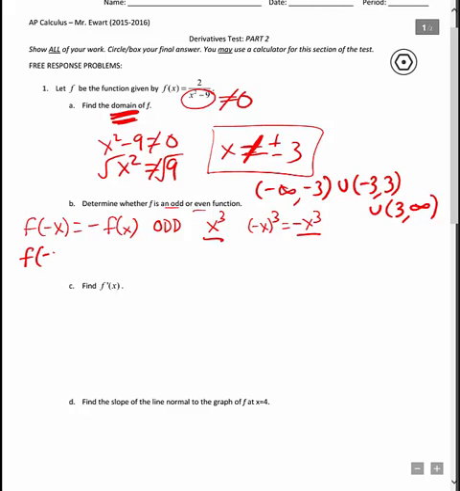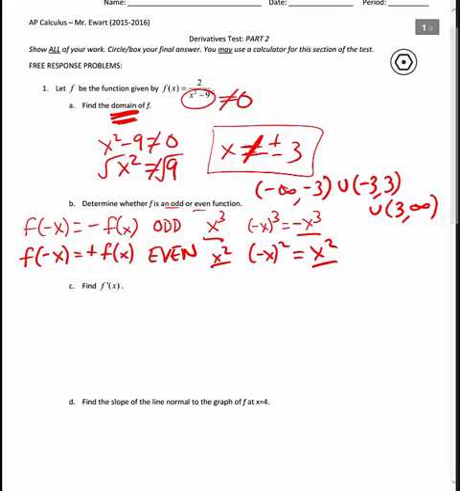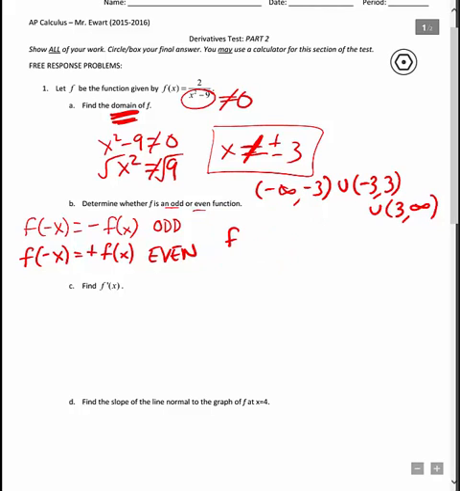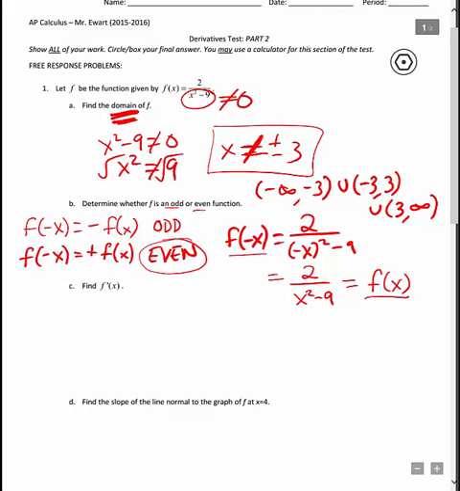F of negative x, if it comes back just as the positive answer, that's even. And you can kind of remember that with x squared being an even function. If you plug in negative x squared, it just comes back as x squared, which was the original. So in this case, we're going to plug in f of negative x into 2 divided by negative x squared minus 9. That gives us 2 divided by x squared minus 9, which is the same as that original function, right? So because f of negative x is equal to f of x, our function is even.